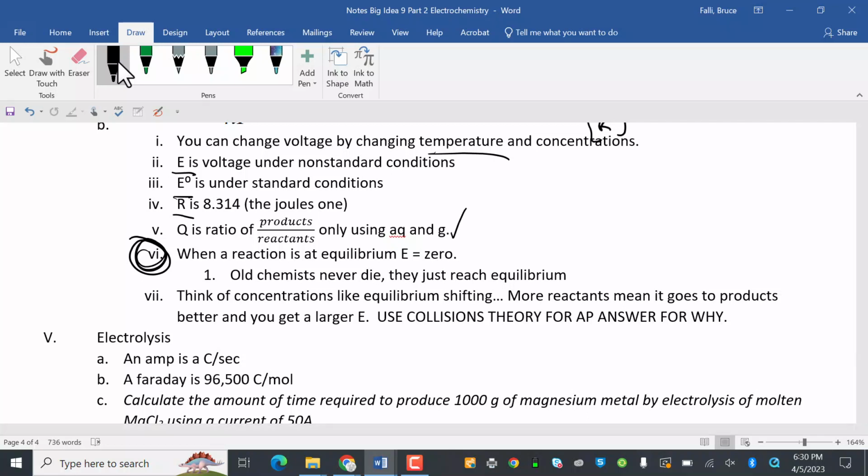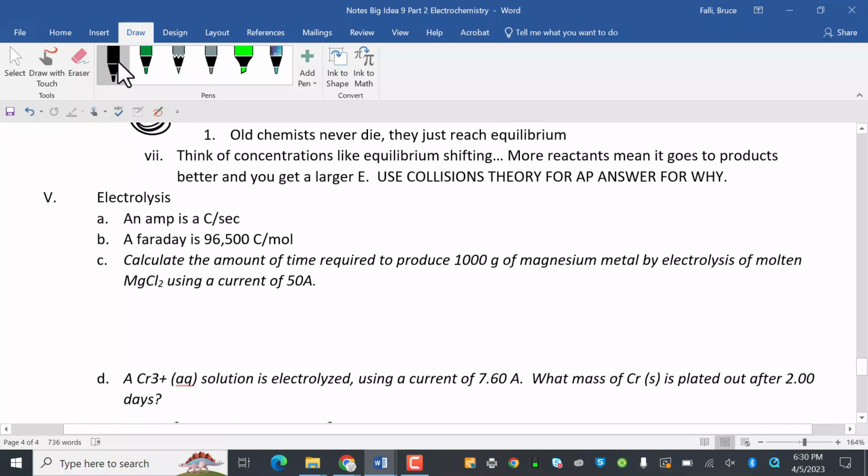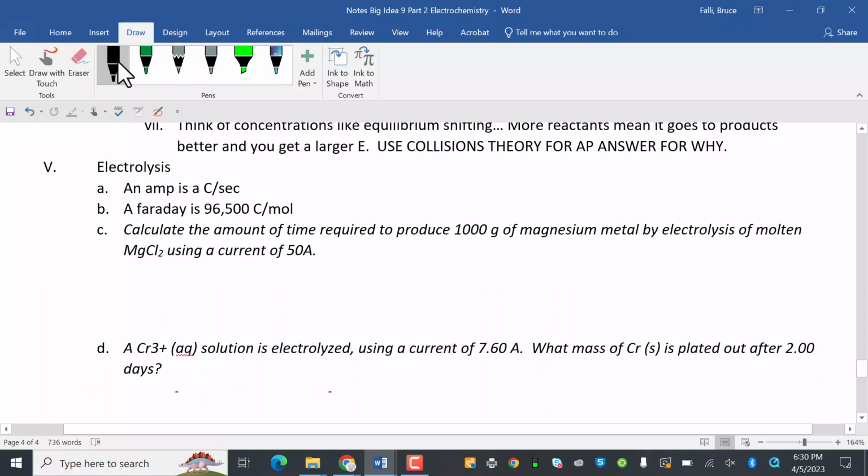Think of concentrations like equilibrium shifting. More reactants means it goes to the products, which means the voltage goes up. Use collision theory and AP question for lies. Okay, so we're just going to plug those in. Now comes the, how good are you at factor label? An amp is a coulomb per second. A Faraday is 96,500 coulombs per mole.